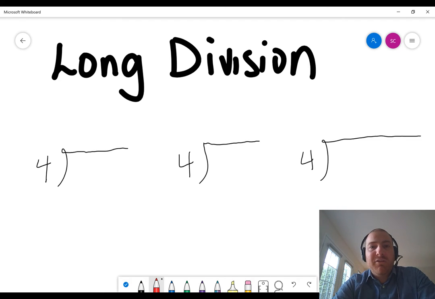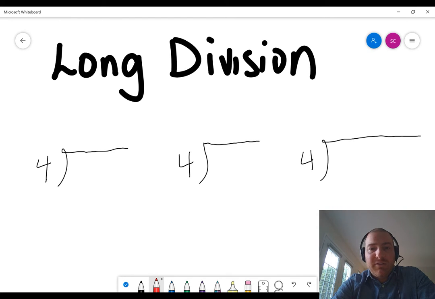We're going to do a review of long division, the steps we need to do to solve long division problems. We're going to do a few examples together just so you can see the process in action a couple more times, and then your work today is going to be to do some practice problems.